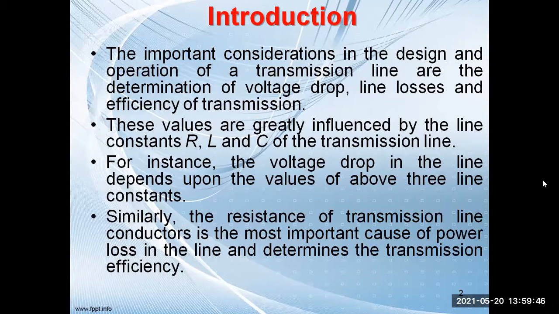Similarly, the resistance of the transmission line conductor is the most important cause of power loss in the line and determines the transmission efficiency. Efficiency is the output power divided by the input power, times 100. Output power will be less than the input power because of the transmission line losses. If the losses are more, the output power will be less, so the efficiency will be less. So the resistance value of any transmission line has a great impact on the system, and because of that the efficiency of the line decreases.